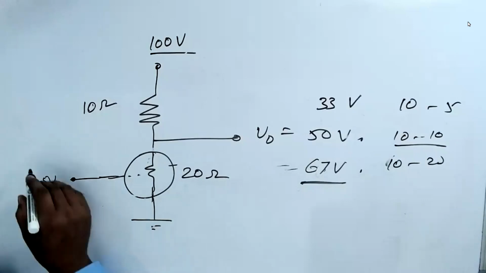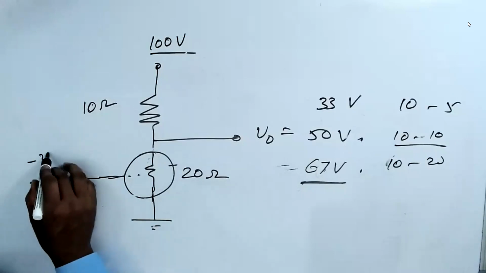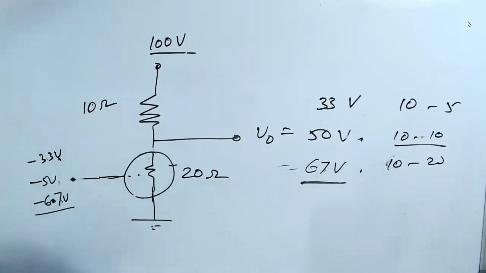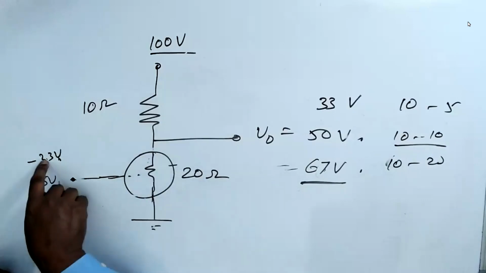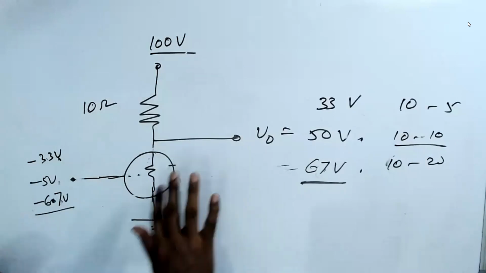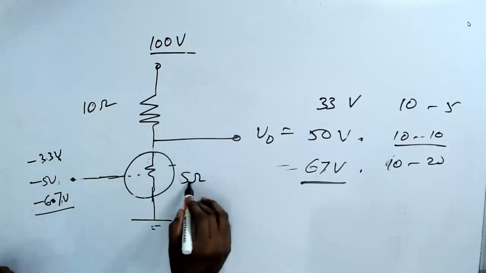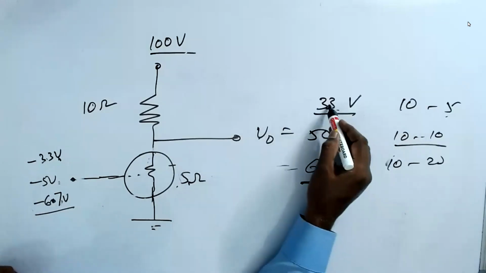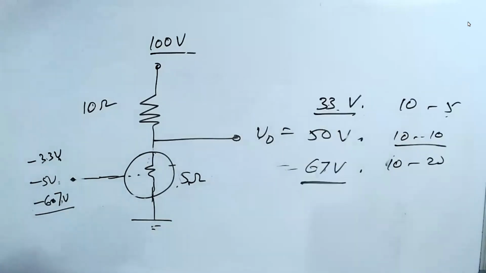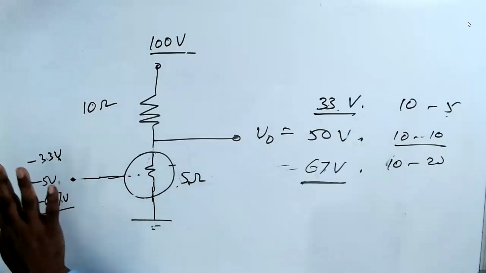Now you see here, minus 3.3 volt. That time, this will allow more current because of less voltage. So this becomes 5 ohm, and the rest will be reduced. When it is 5 ohm, the outside voltage is 33 volt. So understand now how we did.